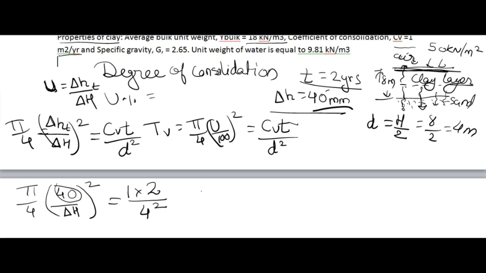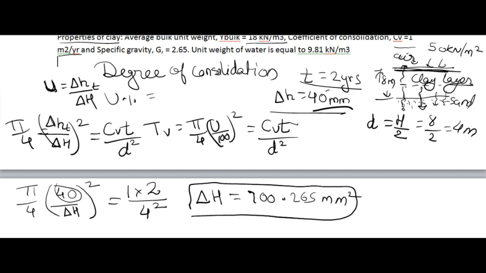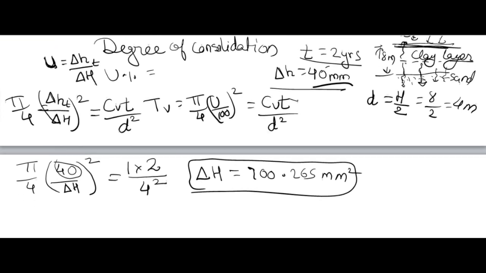From this we can find delta h as 100.265 mm square. So this way we found delta h, that is the total consolidation of the soil, how much total consolidation of the soil will take place. Now we have to find the compression index Cc.